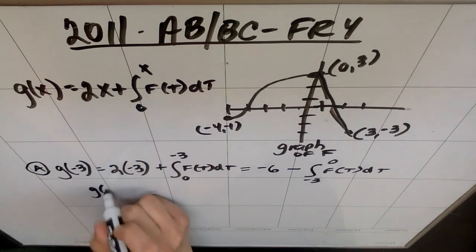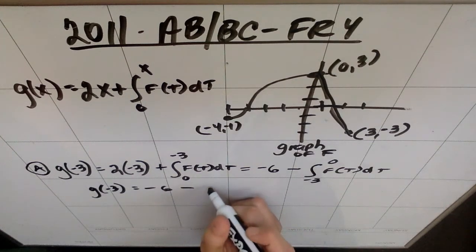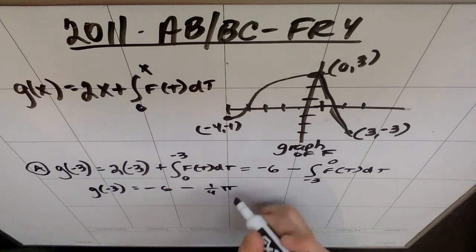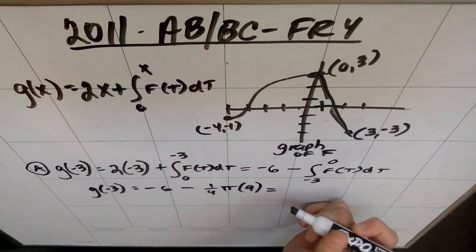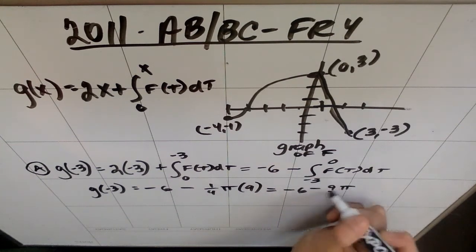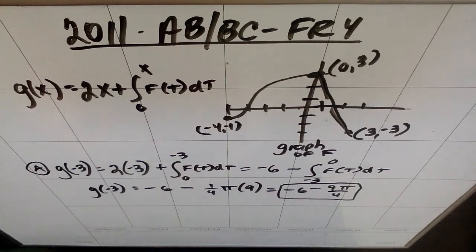A quarter circle has area 1/4 pi r squared. So g of -3 is going to be that -6 minus the area of this thing, which is 1/4 pi times r squared. Since my r is 3, that's going to be a 9, right? So I get that g of -3 is -6 minus 9 pi over 4, or 9/4 pi, however you want to write it. So there's my g of -3, right?